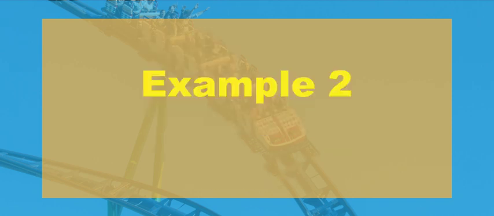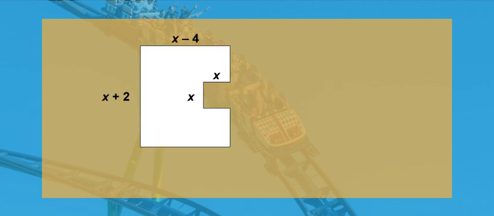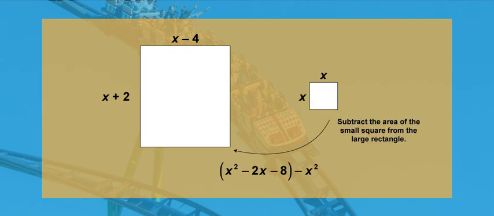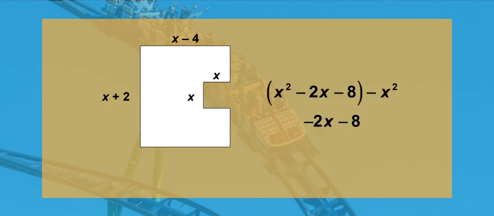Let's look at another example. This shape has the dimensions shown. Suppose you want to find the area of the white shaded region. One way to do that is to find the area of the large rectangle and subtract the area of the small square. This results in the following subtraction expression. The result is a linear binomial.